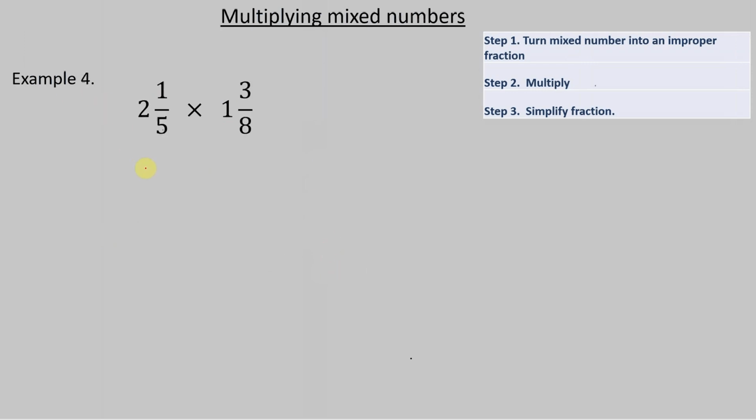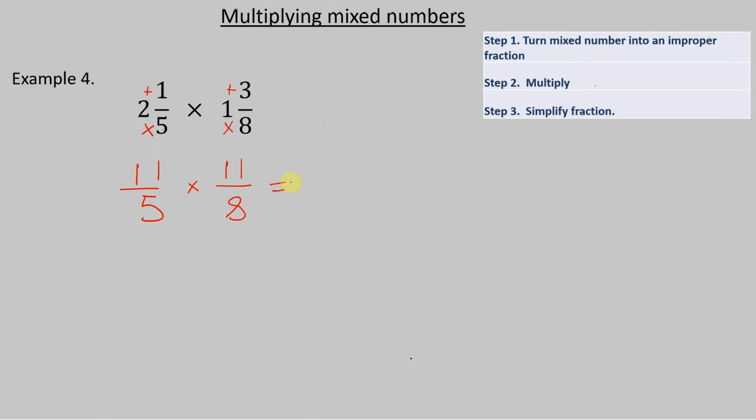Okay, our next example here: 2/5 times 1 3/8. Step number 1, we're going to change this into an improper fraction by multiplying these two and adding the numerator. So 5 times 2 is 10, plus the 1 is 11, 11 over 5. And do the same to this one. We're going to multiply these two here, and then add the 3. 8 times 1 is 8, plus 3 is 11. That's 11, and keep it as an 8 for the denominator.